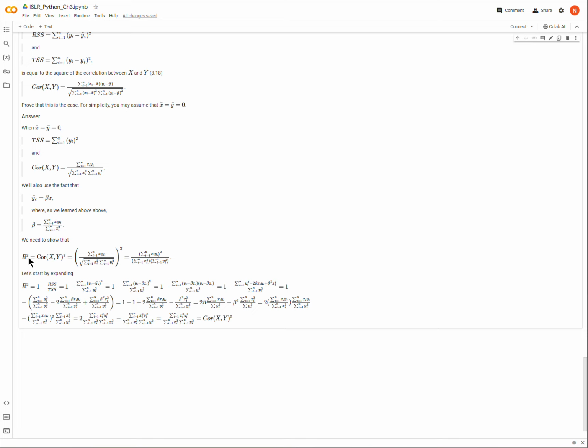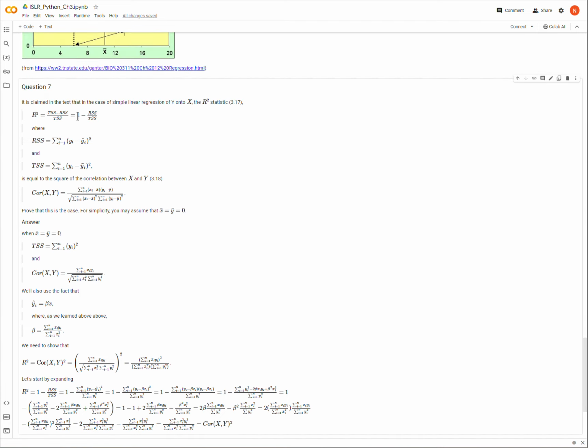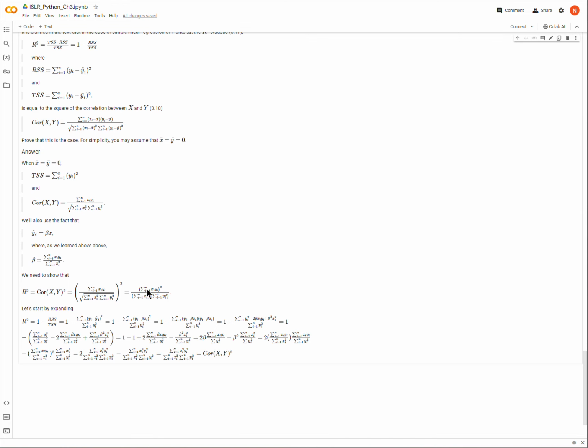Okay, so we want to show that R squared is equal to correlation squared. So if I take correlation, I square it, I get this term here. Okay, so I need to show again that this equals this. Okay, that my R squared ends up equaling all of this.